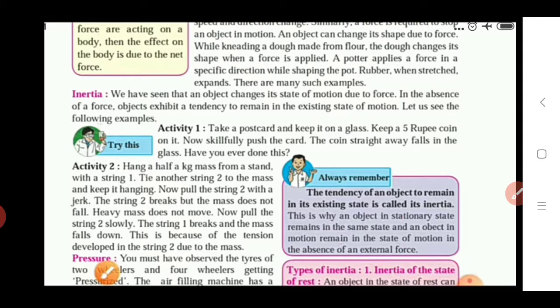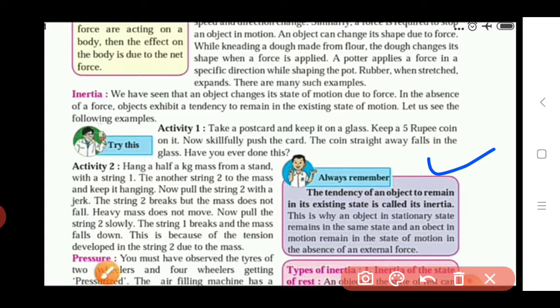Before this, we can see this box, which is always to be remembered. In this way they give us the definition of inertia. What is inertia? The tendency of an object to remain in its existing state is called its inertia. I will explain the definition of inertia again. The tendency of an object to remain in its existing state is called inertia.